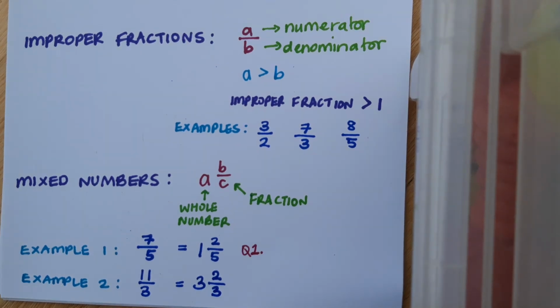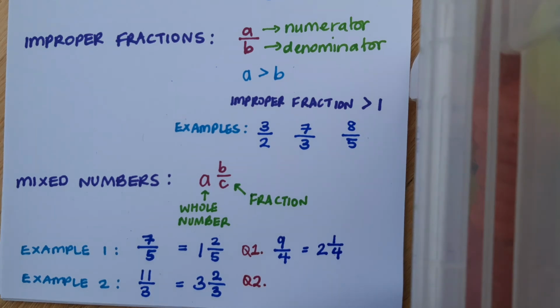So now here's a question for you to do yourself. You've got 9 over 4. I want you to write that as a mixed number. Pause the video now, do this yourself, and then check and see if you're correct. Okay, so 4 into 9 goes twice, and the remainder is 1, so I put 1 over 4.